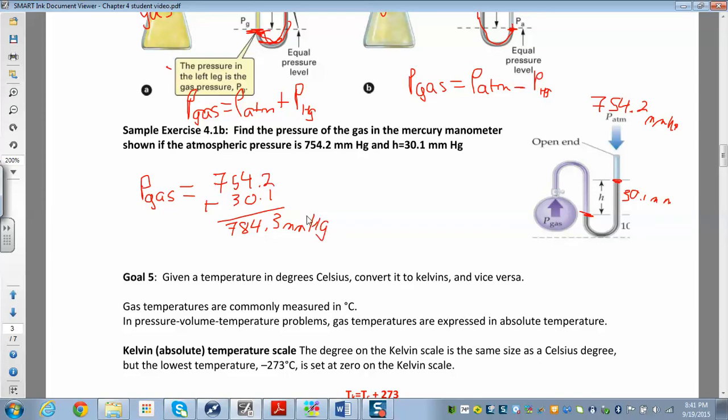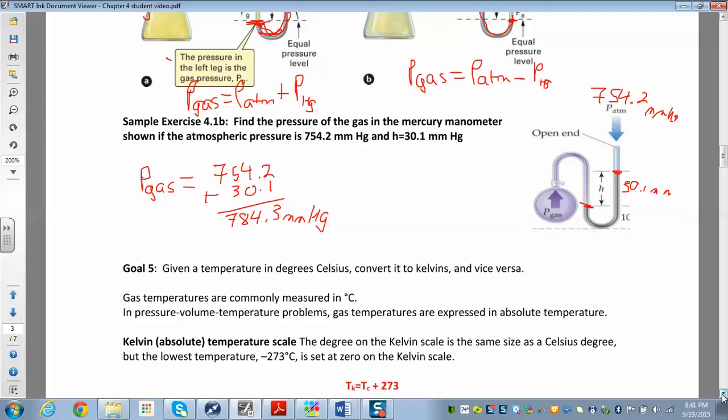All right, there are some more homework problems that look like that. Your job is really just to look at the columns of mercury on either side. This is the gas side, that's the atmospheric side, and figure out who's pushing more, the gas or the atmosphere. If the atmosphere is pushing more than the gas, then you subtract it. If the gas is pushing more than the atmosphere, then you add the difference in the height of those columns of mercury.